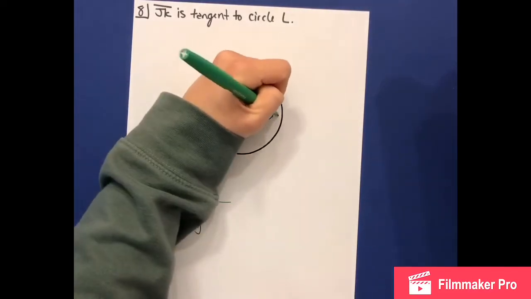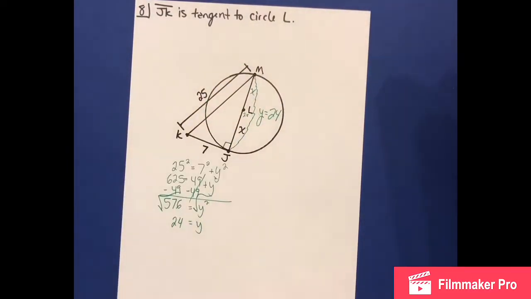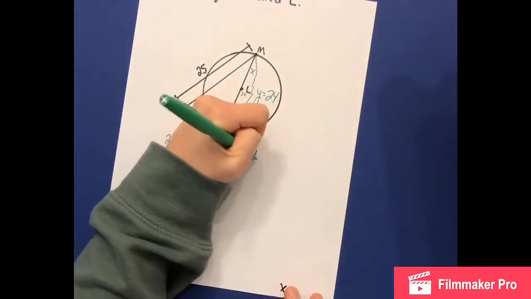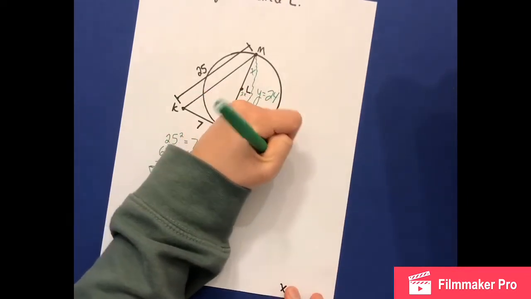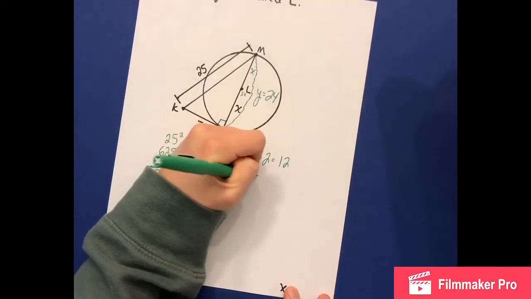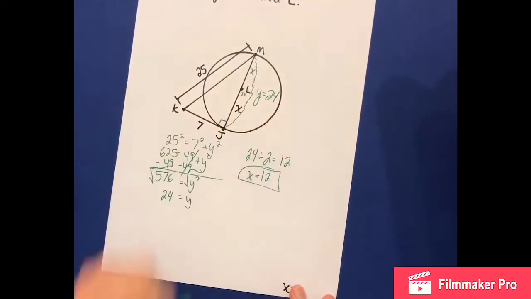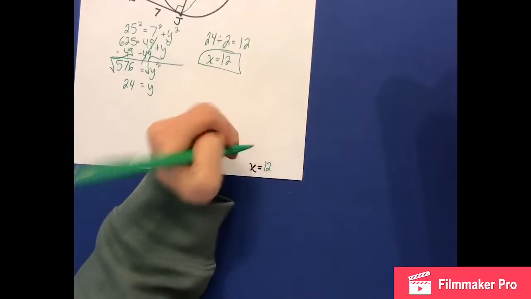This whole thing is 24. Each of the parts is the same, so I'm going to take 24. I'm going to divide it by 2, and I get 12, which is going to be my value of x. So I get x equals 12.